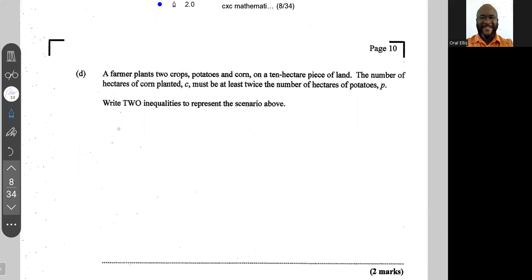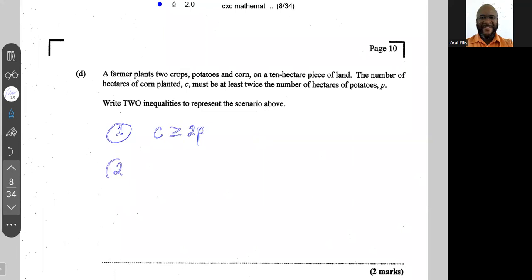So inequality number 1. Well, the most obvious one, he says the number of hectares of corn, which is C, must be at least. Now, at least is an inequality term. It means greater than or equal to. Must be at least twice the number of hectares of potato. The number of hectares of potato is P. Twice P would be 2P. That is the most obvious one.